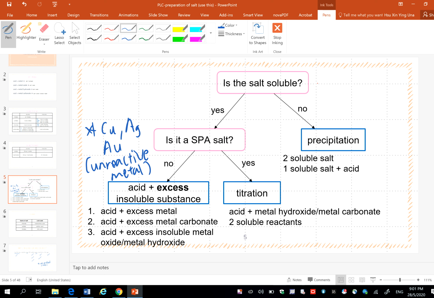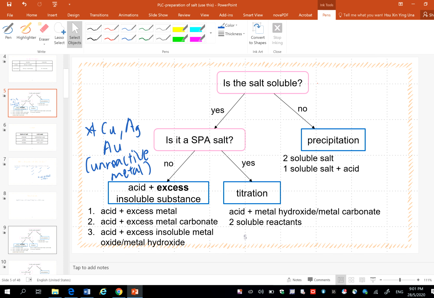Now I'm going to move on to titration. For titration, I will need 2 soluble reactants. I will need to use acid plus either a metal hydroxide or metal carbonate. Many times students will think, why can't I just use sodium to react with acid directly and then I can do my filtration, it'll be much easier? The reason is because sodium and potassium metals are very reactive. If they were to react with the acid directly, the reaction will be very explosive and it will not be feasible to be conducted in the lab. So for titration, it will be slightly more challenging.